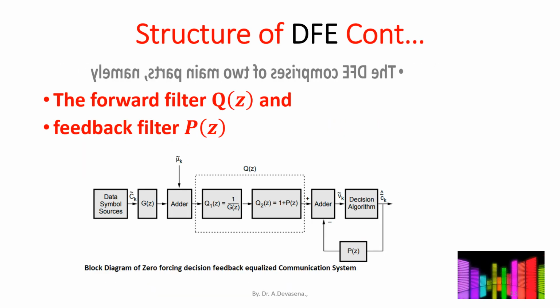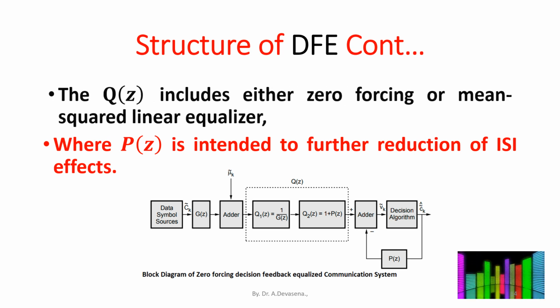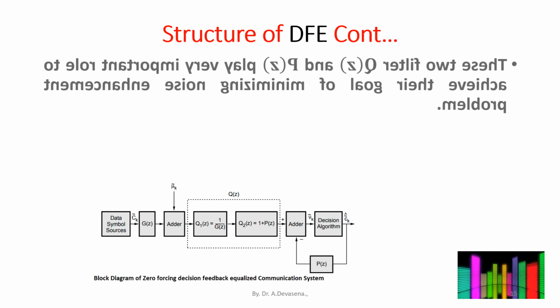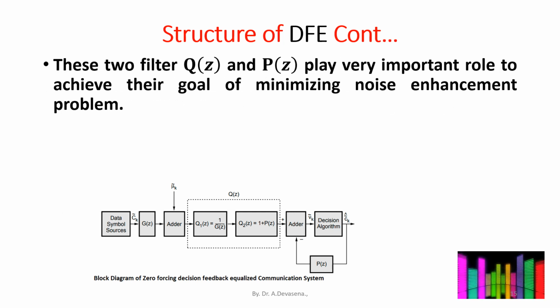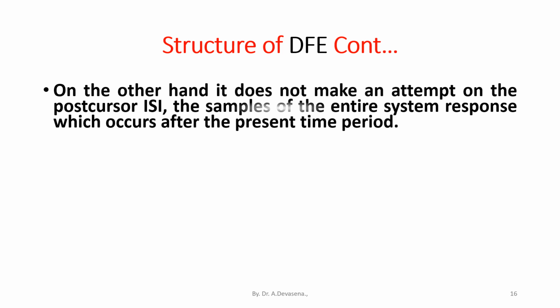The DFE comprises two main parts, namely the forward filter Q of Z and the feedback filter P of Z. The Q of Z includes either zero forcing or mean squared linear equalizer, whereas P of Z is intended for further reduction of ISI effects. These two filters Q of Z and P of Z play a very important role to achieve their goal of minimizing noise enhancement problem. The forward filter will act on precursor ISI, the samples of the entire system response which occur prior to the present time period. On the other hand, it does not make an attempt on the post-cursor ISI, the samples of the entire system response which occur after the present time period.